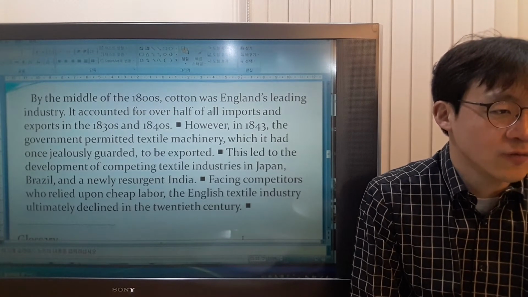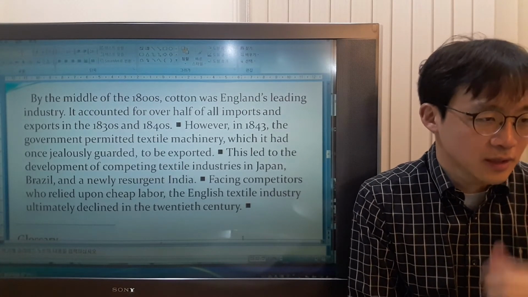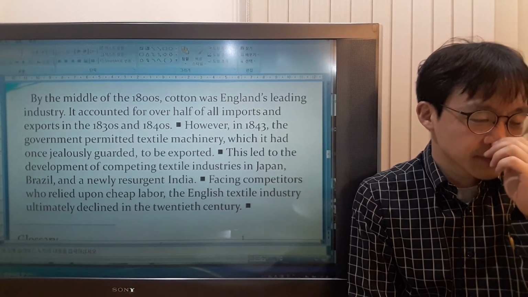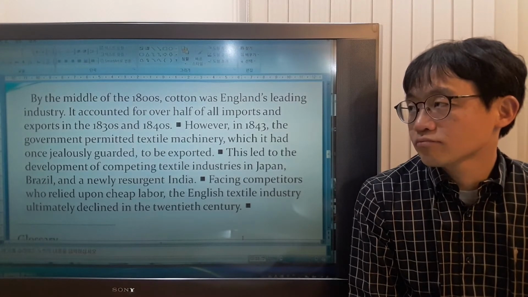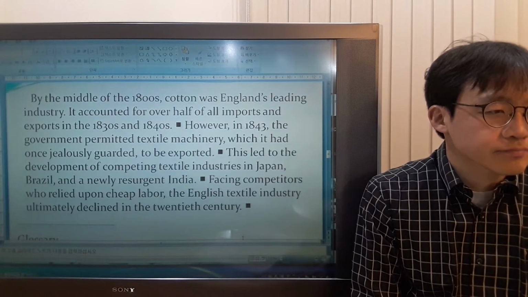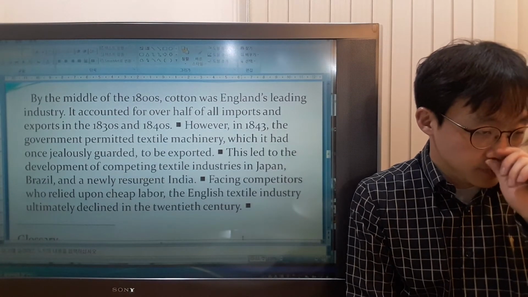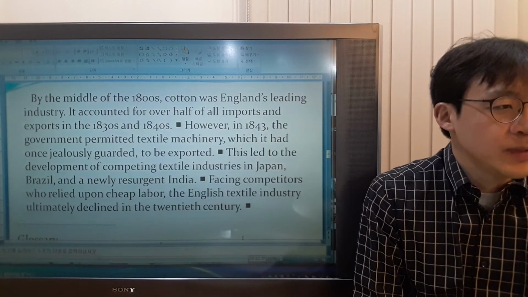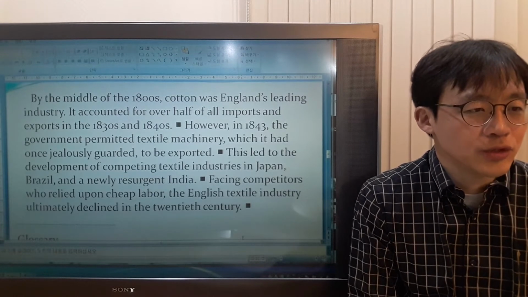But in 1843, the government approved textile machinery to be exported, which it had guarded, not wanting other nations to have the secrets of it, the know-how of it. Permit means allow something, right? Machinery is the machines used in a factory.